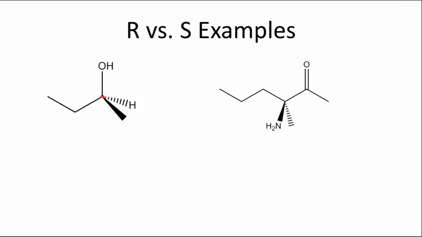Oxygen. Oxygen is the highest priority because oxygen has a higher atomic number than carbon or hydrogen. So priority 1 goes to oxygen. Then I have 2 that are bonded to carbon. They're still going to be relatively simple to assign priority to. How do I assign priority?